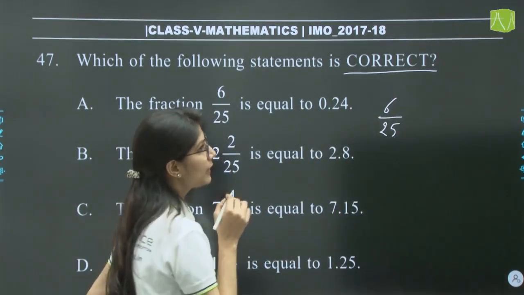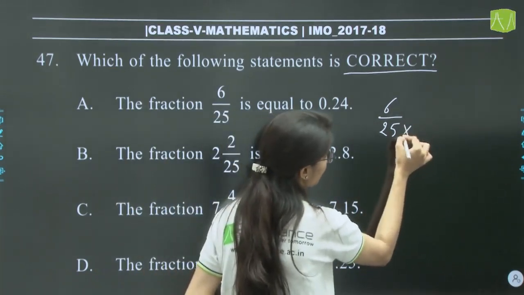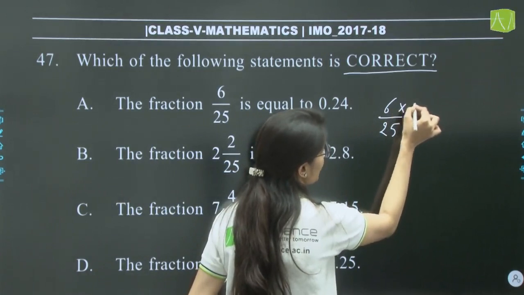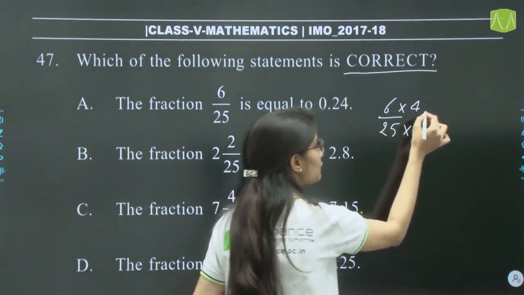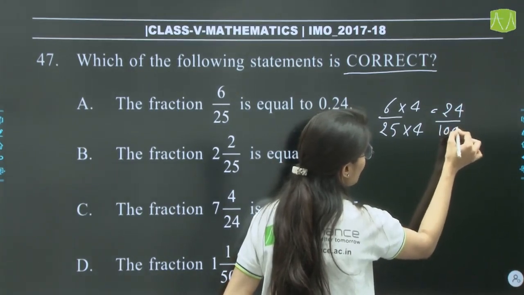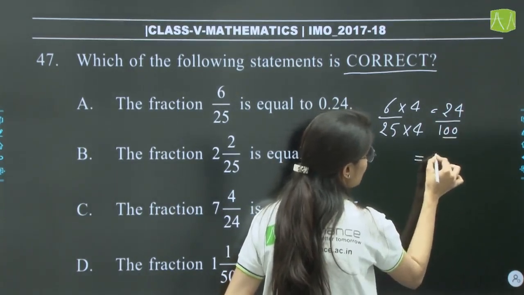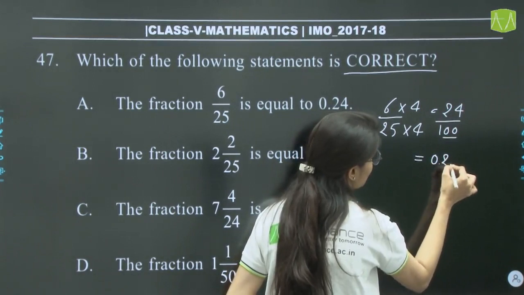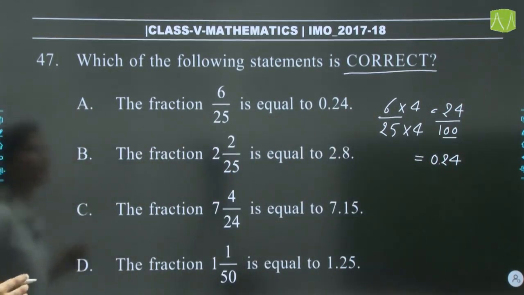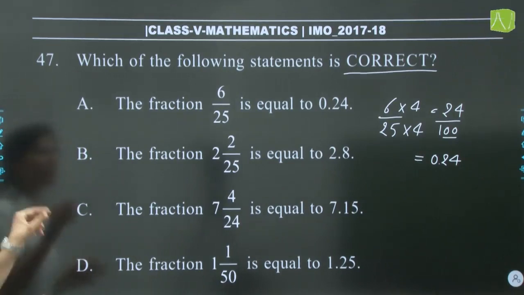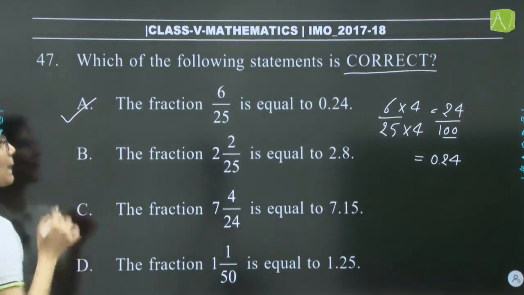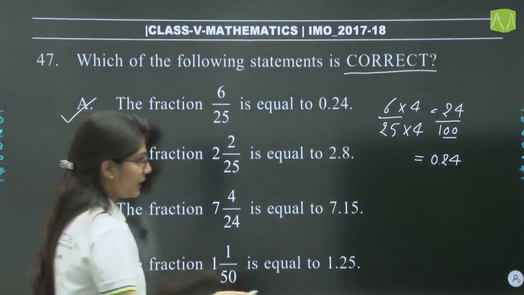What can we do? We can multiply this 25 by 4, so that it will be 100. And so you have to multiply this 6 with 4. So this will be 24 divided by 100, and 24 divided by 100, there are 2 zeros. So the decimal will be after 2 digits. So it's 0.24. And now you can check this option A satisfied our answer. This is the correct option. So again you don't need to solve this option B, C, D. The answer is option A. Okay, let's take the next question.